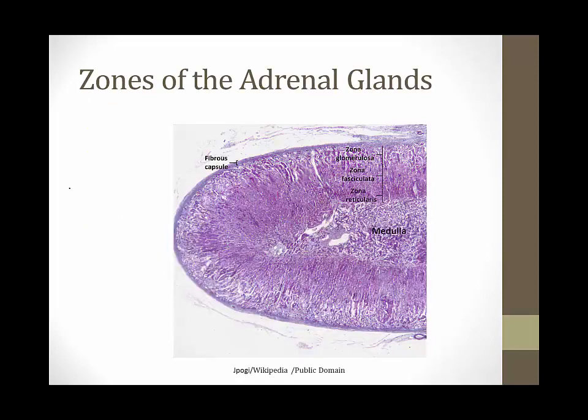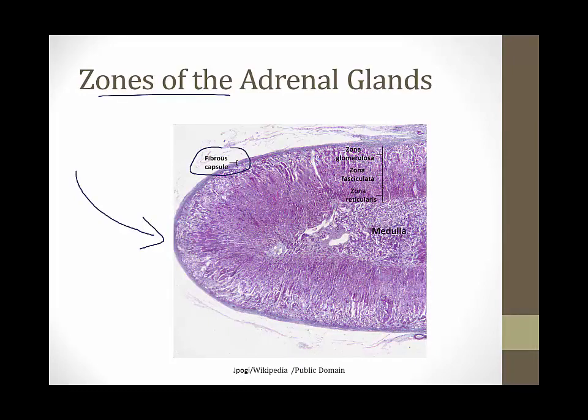Now that we've talked about the different classes of hormones synthesized by the adrenal cortex, we're going to discuss the biochemistry of exactly how those hormones are synthesized. And in order to do this, we first need to define the zones of the adrenal glands. Shown on the screen is a cross-section through an adrenal gland. You can see that it has a fibrous capsule on the outside.